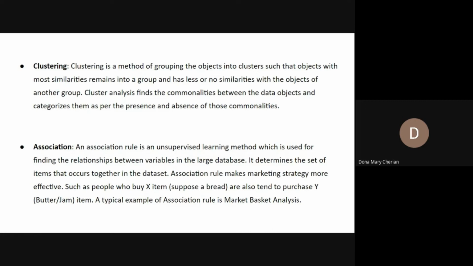So the next classification is association. An association rule is an unsupervised learning method which is used for finding the relationship between variables in a large database. It determines the set of items that occur together in the dataset. Association rule makes marketing strategy more effective.